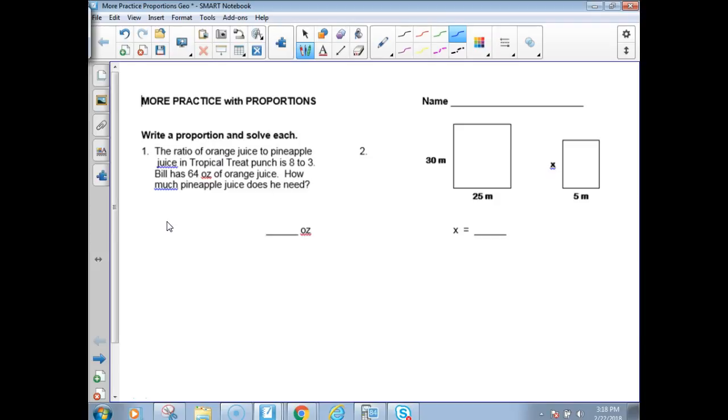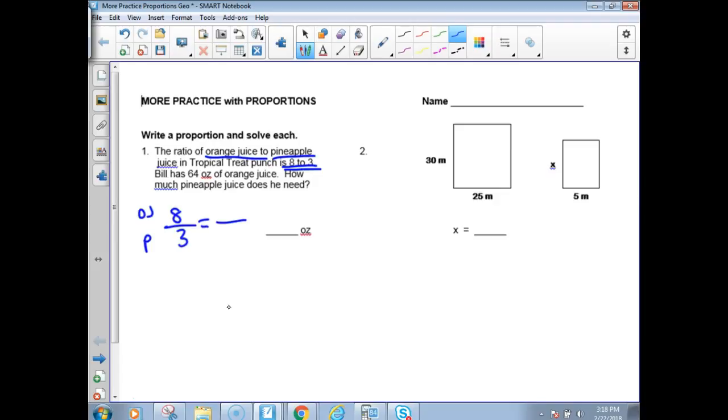Ratio of orange juice to pineapple juice. Okay, so I've got OJ to pineapple, in the tropical treat punch, is 8 to 3. So it says orange juice to pineapple juice, 8 to 3. 8 over 3. Then it says Bill has 64 ounces of orange juice.